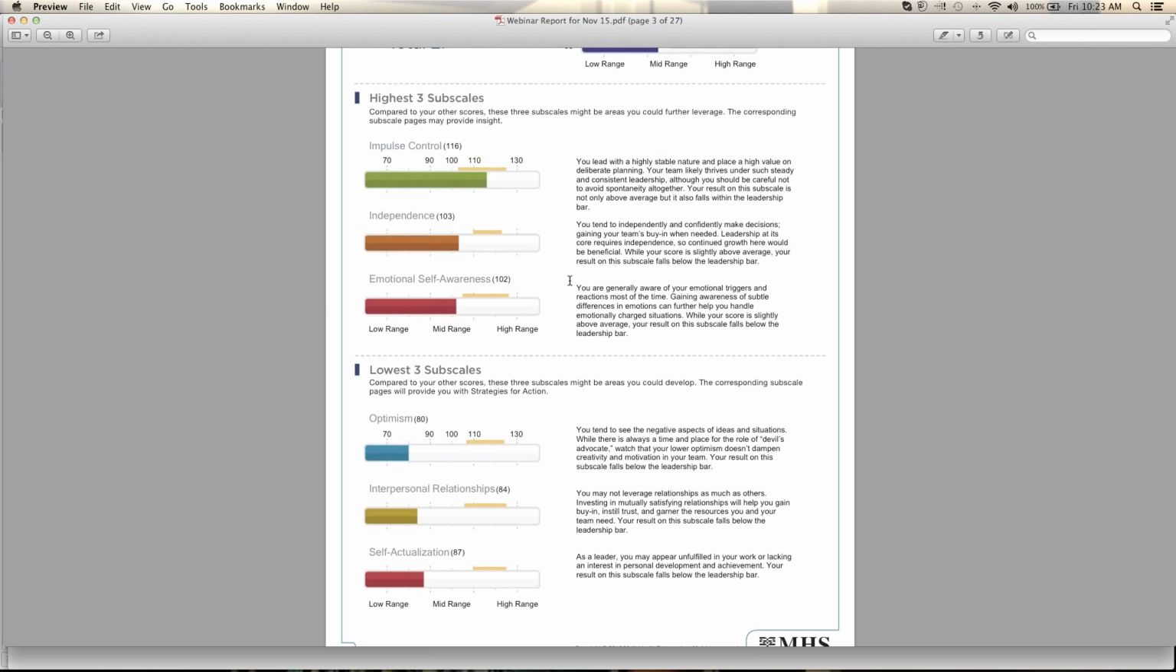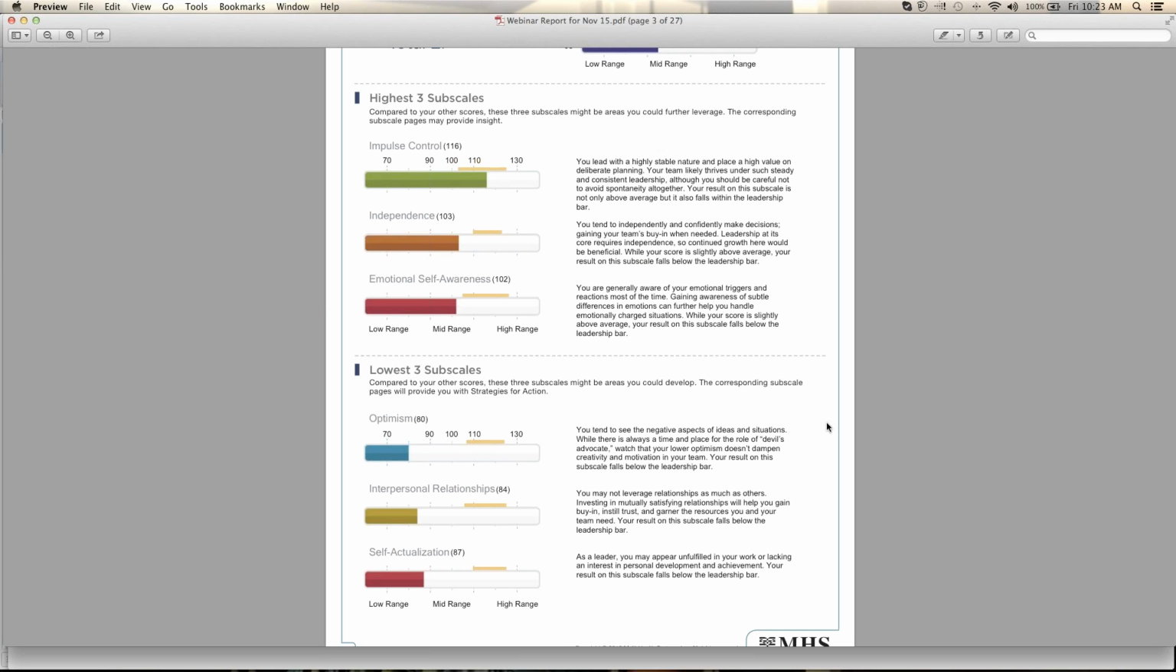Then we look at emotional self-awareness, which right around 102 means that this person is effectively aware of their emotions for the most part. And still, it's just a little bit below the bar, so we can talk about what that might mean for this person as well.